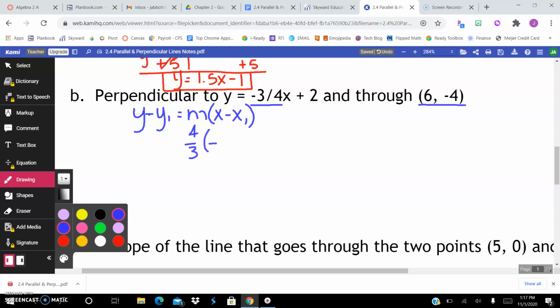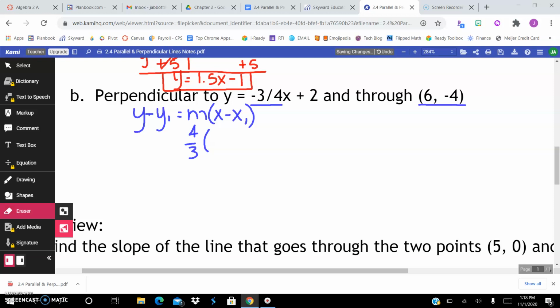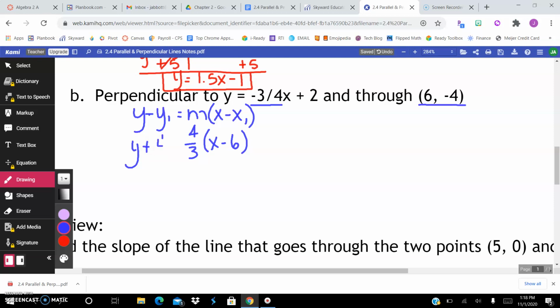Our x value is 6, so it's going to be x minus 6. And our y value is -4, so minus a negative is going to turn to a positive, so y plus 4. And then I'm going to distribute the 4/3. So I'm going to have 4/3 x.